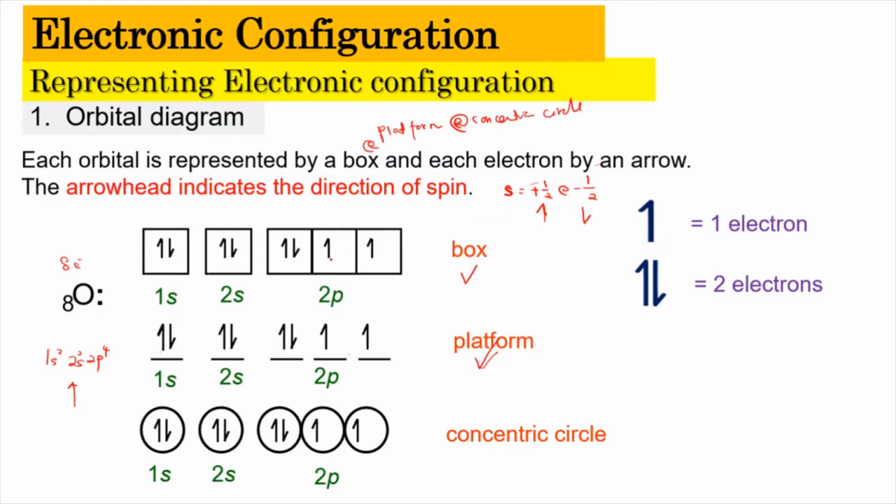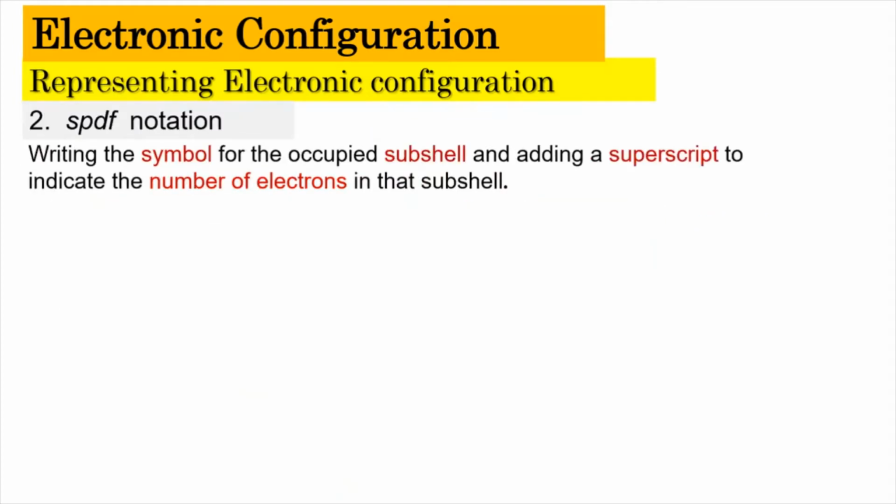And in order to do the orbital diagram, the labeling here, which is in green color, is compulsory to be written. Without the labeling, your answer will be wrong. And the second method is to use the spdf notation. The spdf notation means we need to write the symbol for the occupied subshell and add a superscript to indicate the number of electrons in that subshell. So let's say we have our subshell here, which is 1s, and then we need to add a number to represent the number of electrons in that subshell. For example, we're going to use the same example as before, which is oxygen, which has 8 electrons.